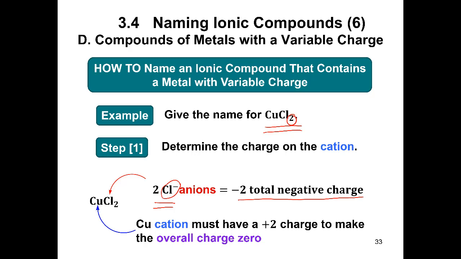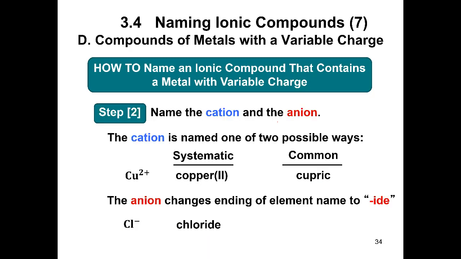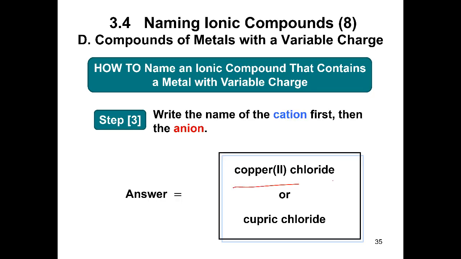In order to have a 0 charge, you have to have a +2 on the copper. Since you only have 1 copper, the whole copper has to be a +2. So if the copper is a +2, how do we tell anyone else what the charge is? We say copper 2 chloride. Okay, so copper 2 chloride.